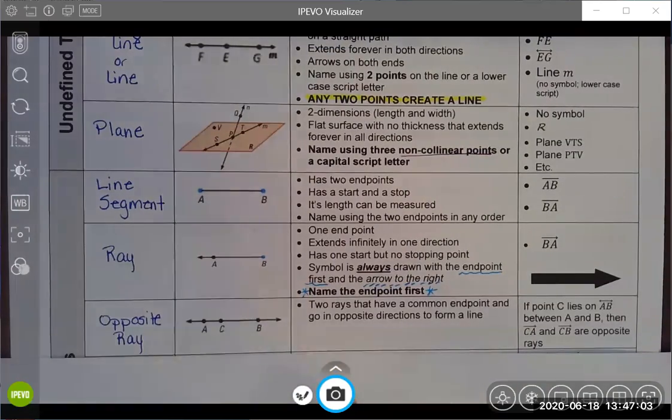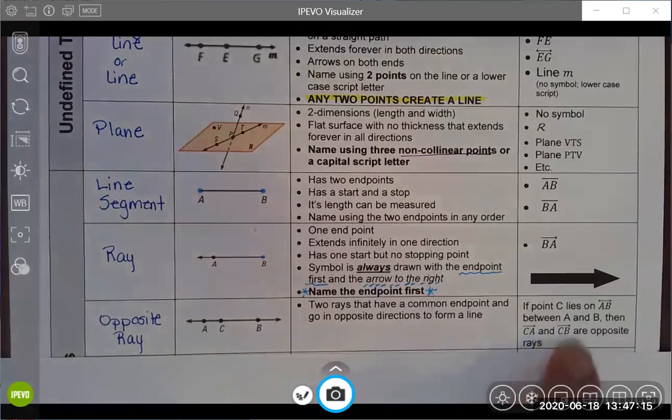Opposite rays, you're going to think this is kind of silly. Opposite rays are two rays that have a common endpoint and extend in opposite directions. So in this example, it's ray CA and ray CB. Now notice when I wrote them, I used the endpoint C first. CA tells me that C is the endpoint. It extends towards A forever. And then the other opposite part of this ray starts at endpoint C and continues towards B forever.